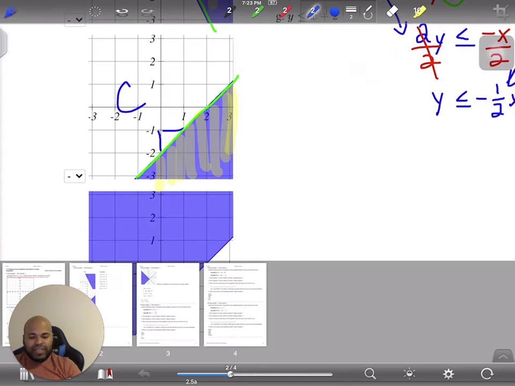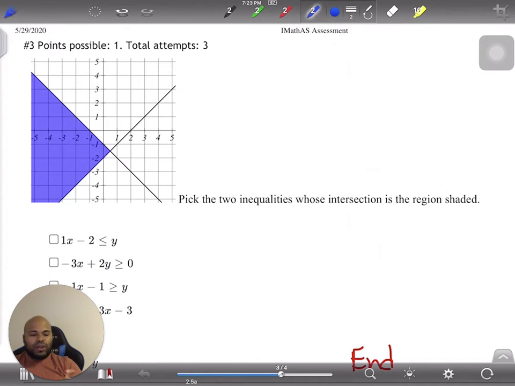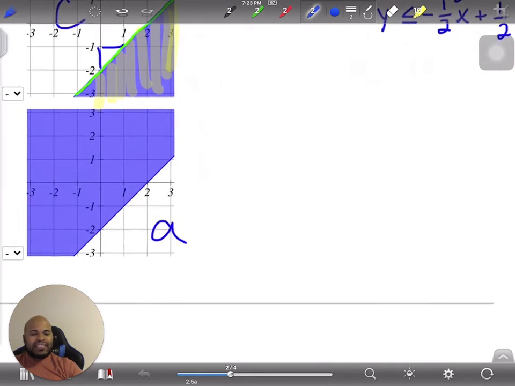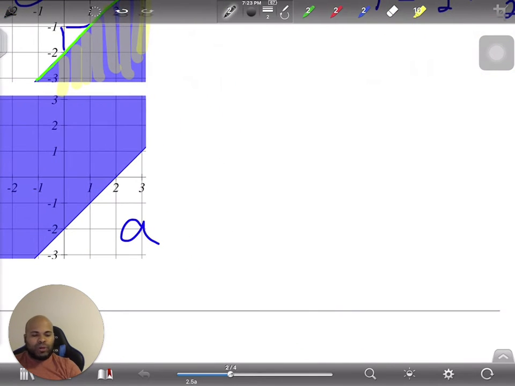Let me see if there's any other problem that I want to do. Well, there's one more problem that I have to do, and then we're going to do the system, and then we're going to be done. The system is just one problem, which is great.